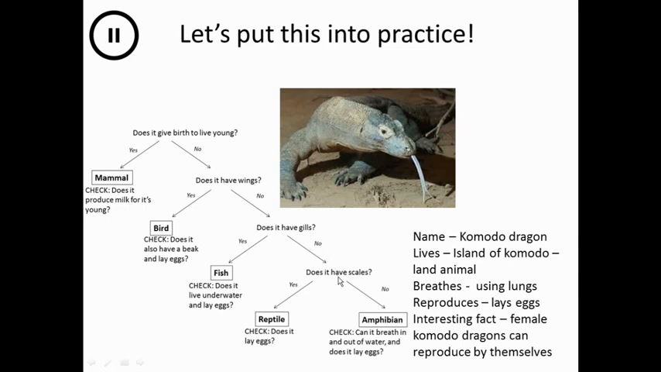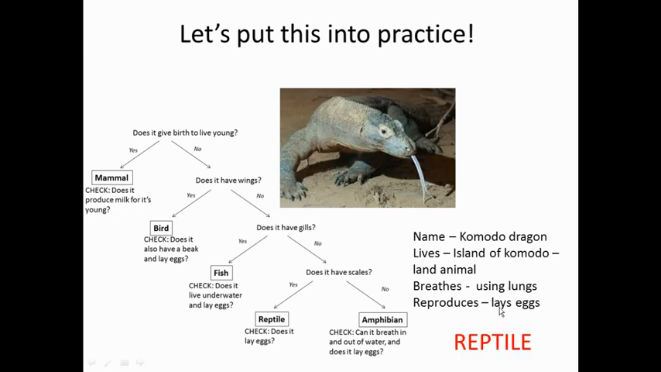Does it have scales? So let's have a look. You can actually see from the photo here that this animal does have scales. So that leads us to think it's a reptile. Then we've got this double check here. Does it lay eggs? It says here that it reproduces by laying eggs. So our Komodo dragon is in fact a reptile.